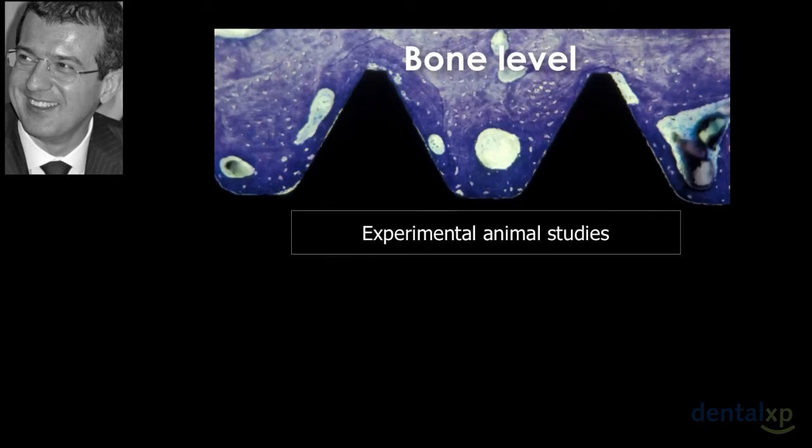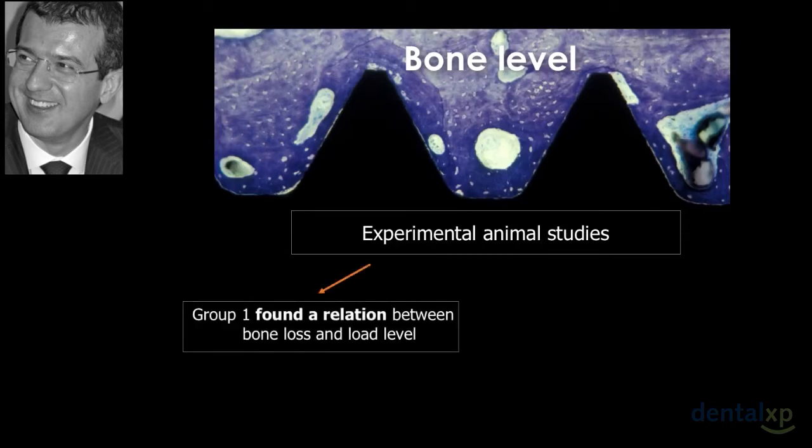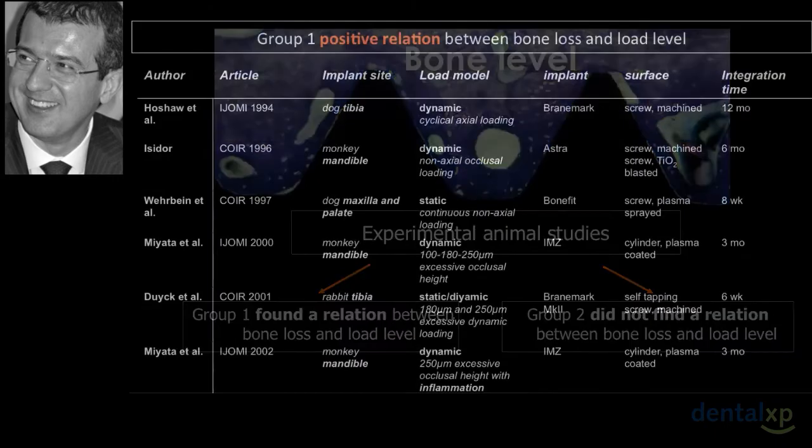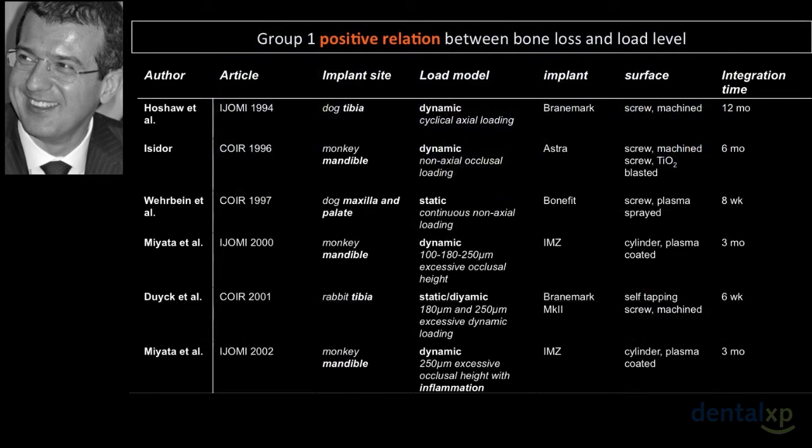There are a lot of experimental animal studies looking at what is happening at the bone level, and we can group them into two different groups. One group found a relation between bone loss and load level, while the other group did not find a relation between bone loss and load level. In the first group, the positive relation between bone loss and load level, there are 6 studies.